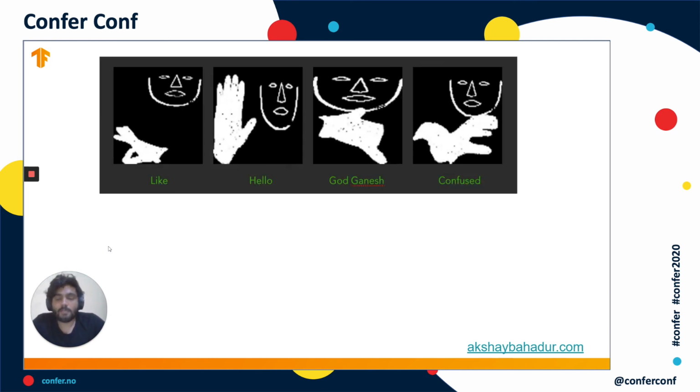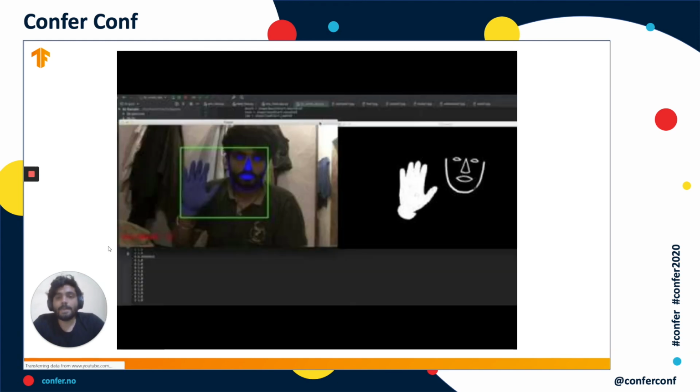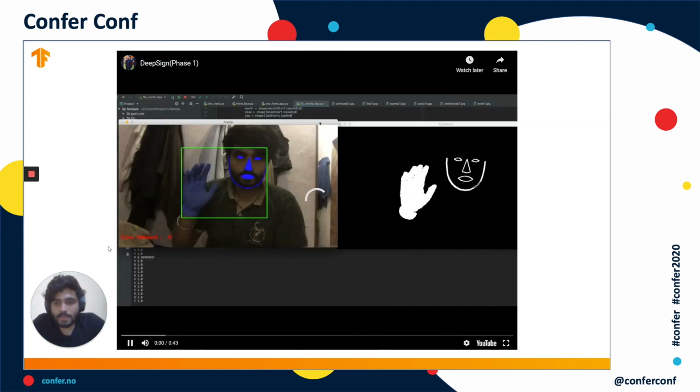So I wrote some filters, and these filters were able to filter out just my hand gestures and my facial expressions. Okay, so these are different signs or different gestures for different phrases or different categories, as you can see. And I was able to implement this. And this is a rough prototype which I designed.